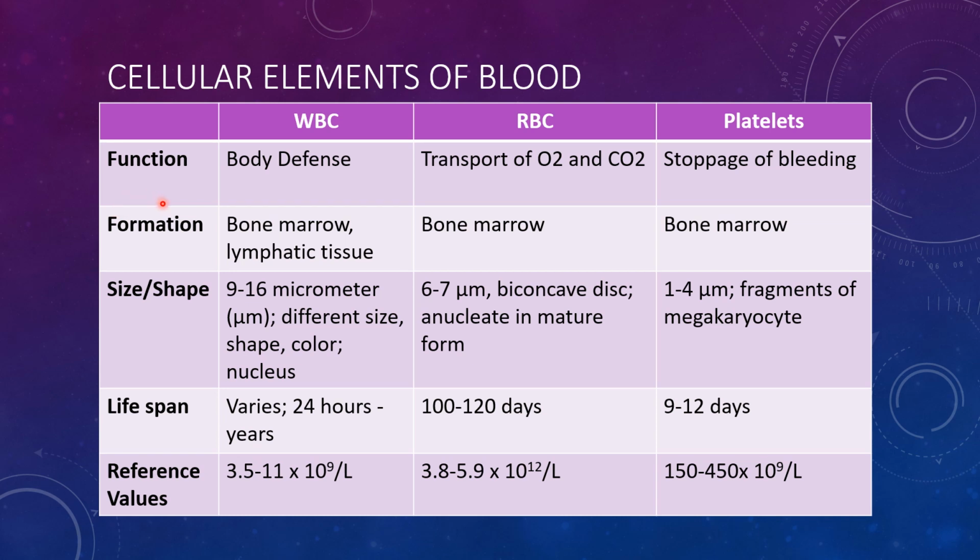As you can see here, three of them are formed in our bone marrow, except your WBC that is formed in two tissues, or two sites rather. The first one is bone marrow, and the second one is your lymphatic tissue. So here is the explanation, class.